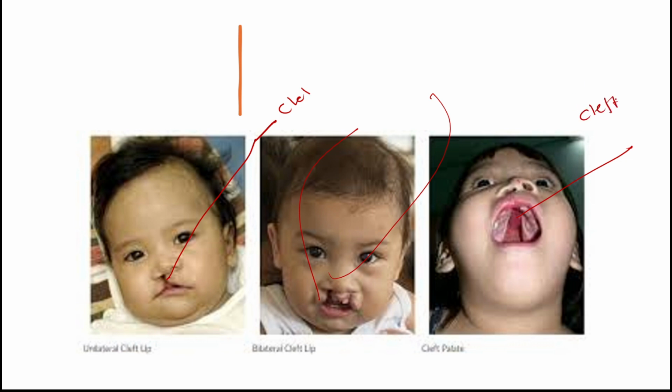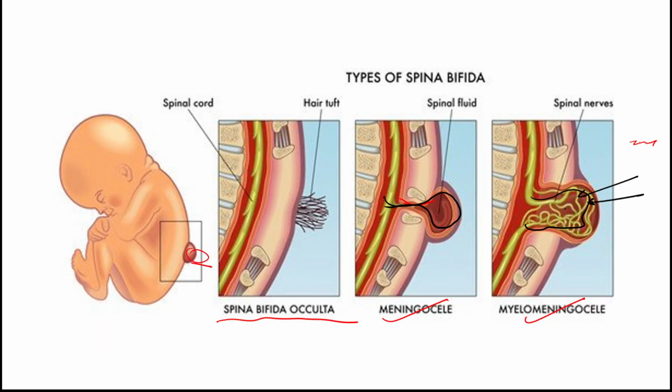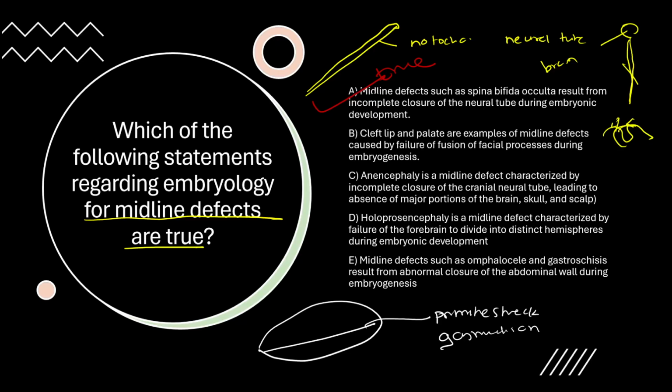So the unification of these midline structures is sometimes hindered by certain conditions, which lead to these midline defects. One such midline defect that you come across is cleft lip and cleft palate. So practically what they are asking is the examples of midline defects.